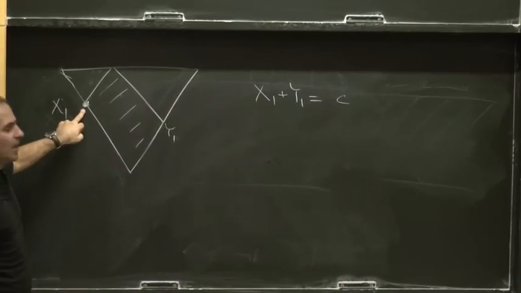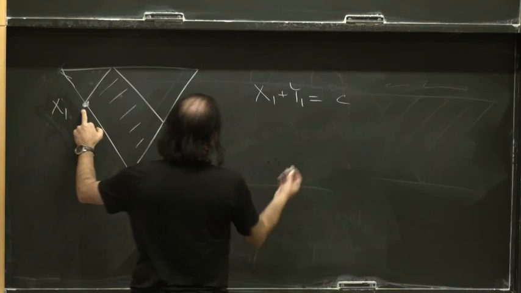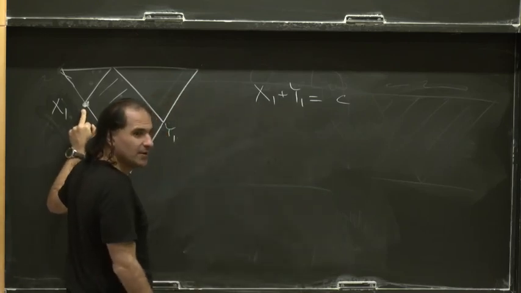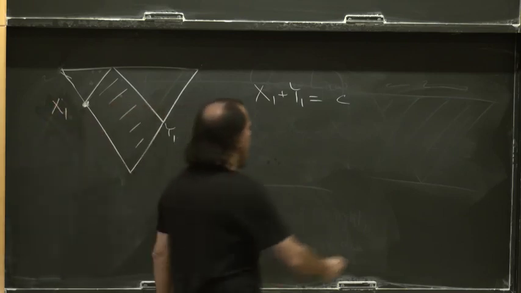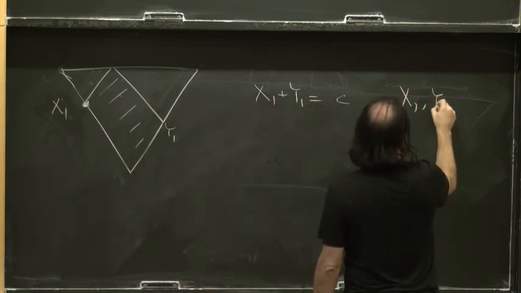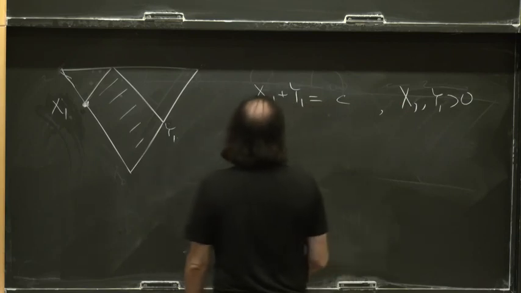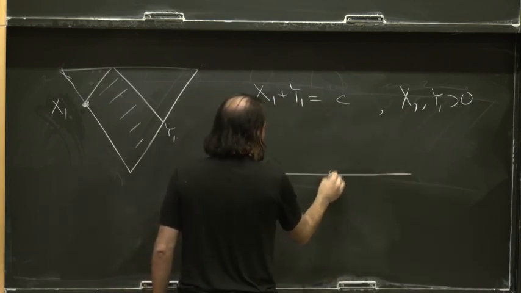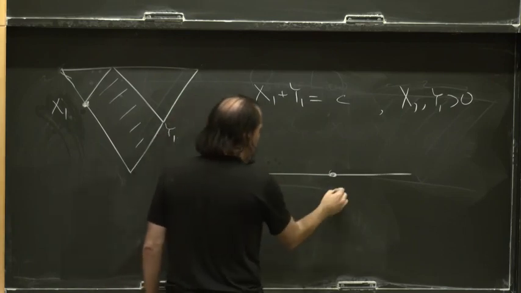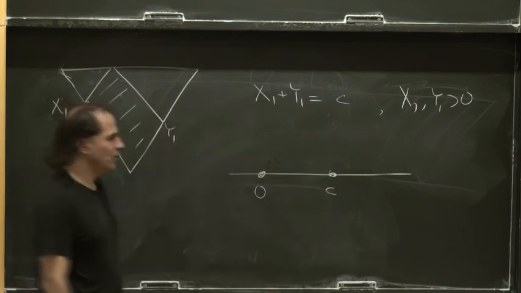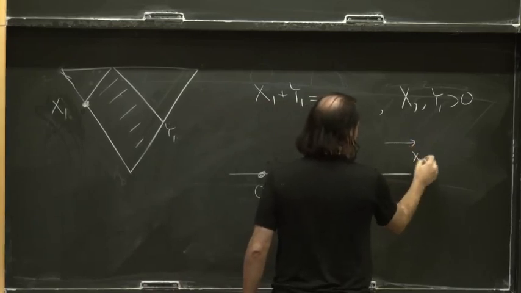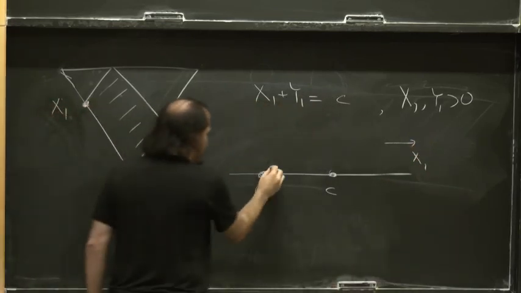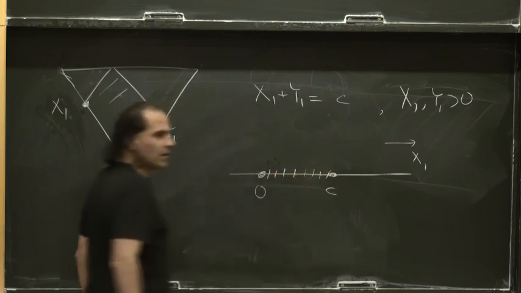Okay, so what do I know? I know that I want x1 to be positive, but I also want y1 to be positive, at least I want those to be positive. So I want x1 and y1 to be positive with this condition. And so that means that x1 has to lie in this region between 0 and C. So in x1 space, we already learned something interesting: x1 cannot be arbitrary. It has to lie in this little interval.